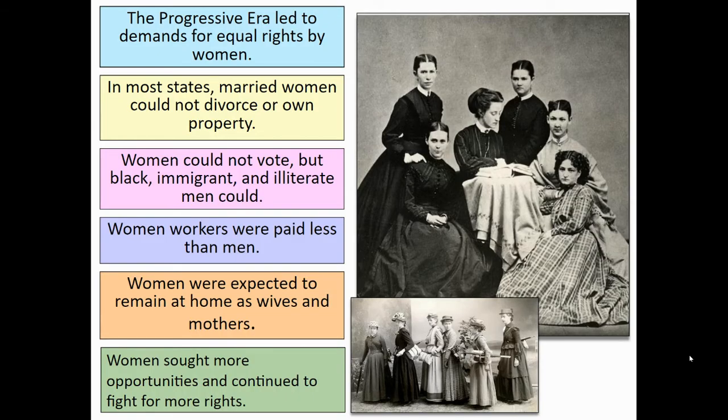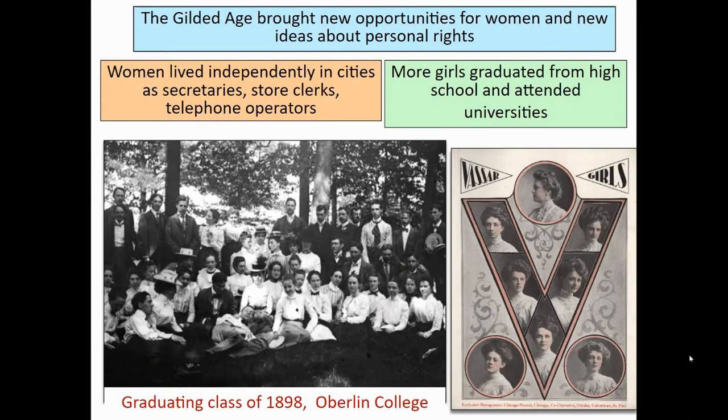Another area of progressive reform included women's rights, and women were denied equal rights. In most states, married women were not able to divorce or own property, and women could not vote, but Black, immigrant, and illiterate men could, and they saw this as wrong. And women were paid less than men, and they were expected to remain at home and be housewives and mothers. So they sought more opportunities and more rights for themselves.